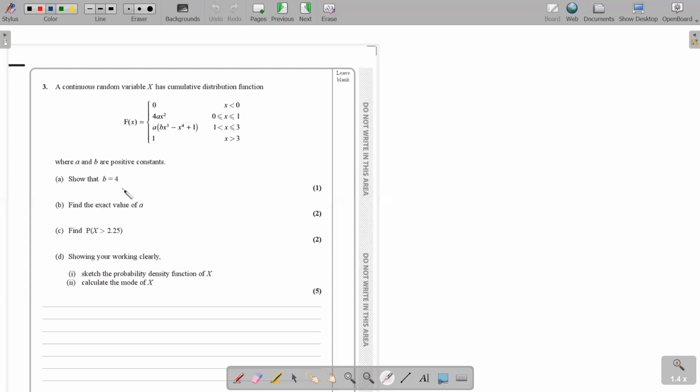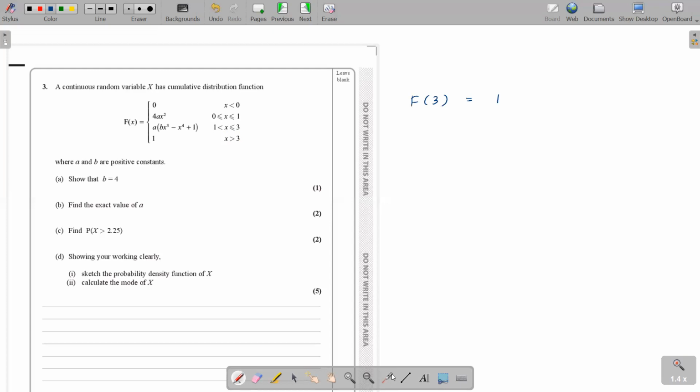Okay. Part A: show that b equals 4. And how many marks? 1 mark. So 1 mark means it should be pretty obvious. When it comes to cumulative, the first thing that comes into my mind is that the total probability is what you get at the very end. And what's the very last x value we have here? The ending x value is 3, so I know definitely capital F of 3 should be 1.